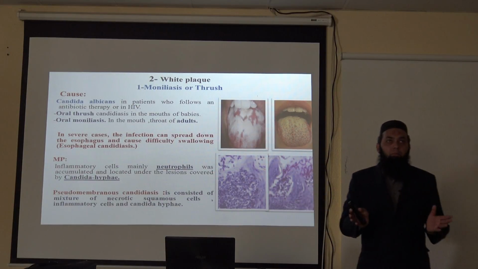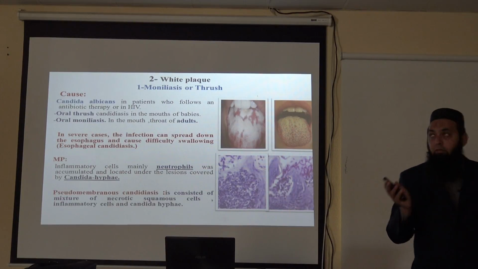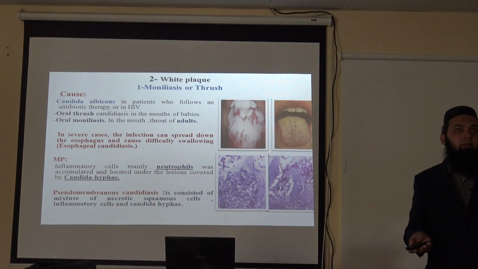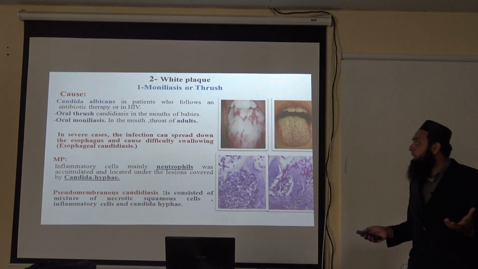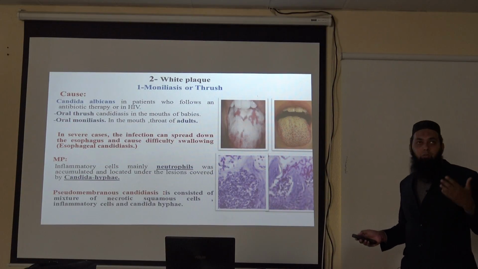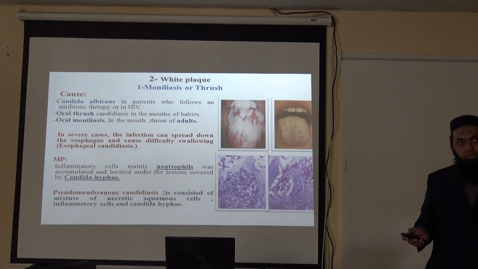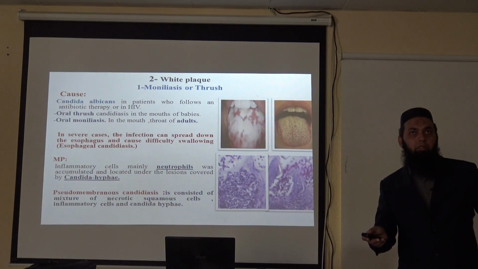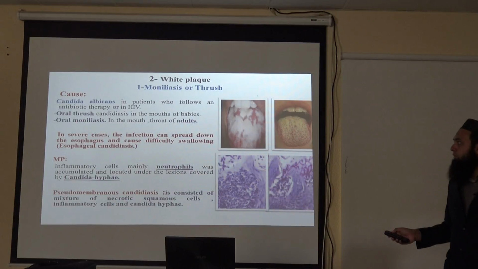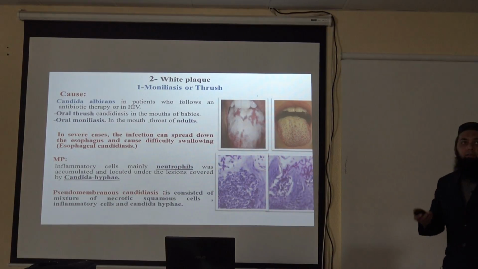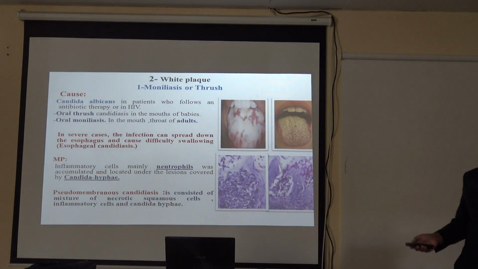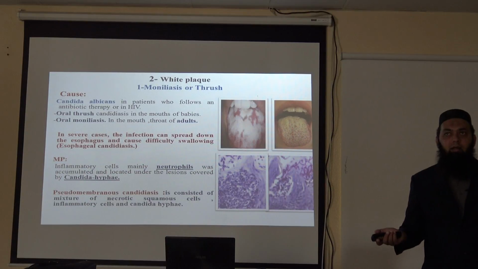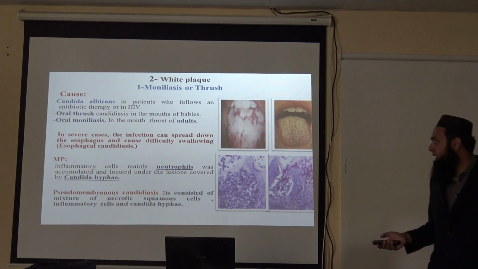Hopefully it's not very difficult. The thrush is mostly seen in those patients who are low in immunity. There are two names you should remember: oral thrush and moniliasis. The difference is of age. Baby is thrush, and old age we call it moniliasis. It can spread easily, and under the microscope you will see the Candida hyphae, the fungus hyphae.